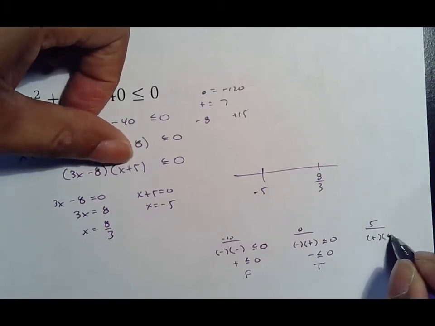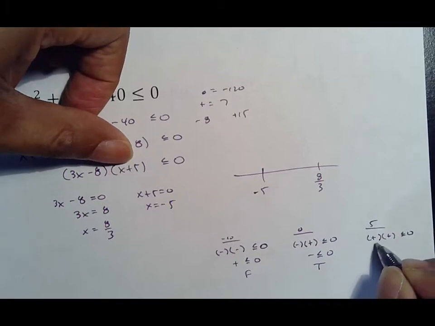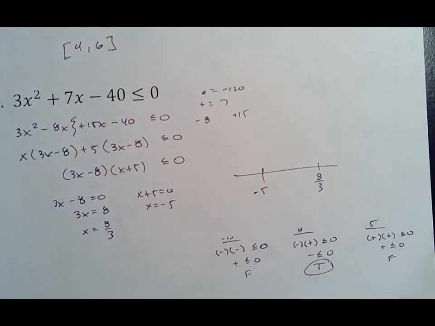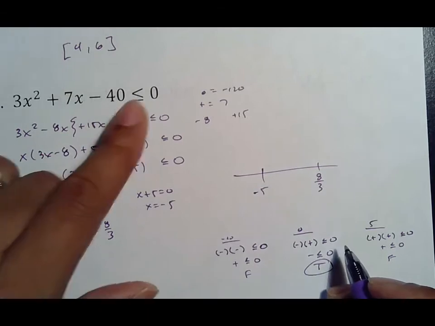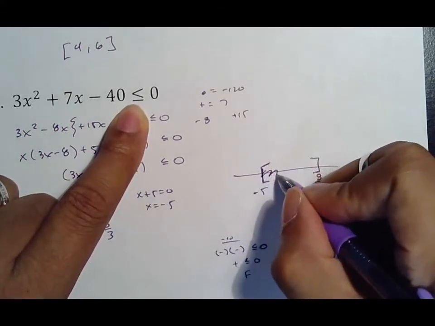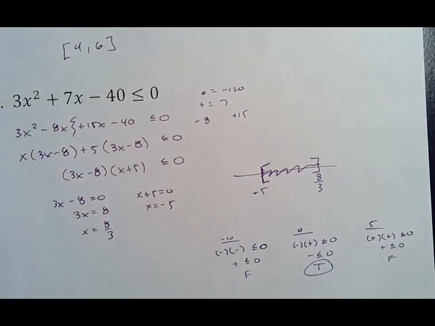5 plus 5 is 10, which is also positive. Would a positive times a positive be less than or equal to 0? The answer to that is no. So again, we are in the middle, which means that graph-wise, because we are including this, it should be a bracket and a bracket shaded in the middle.